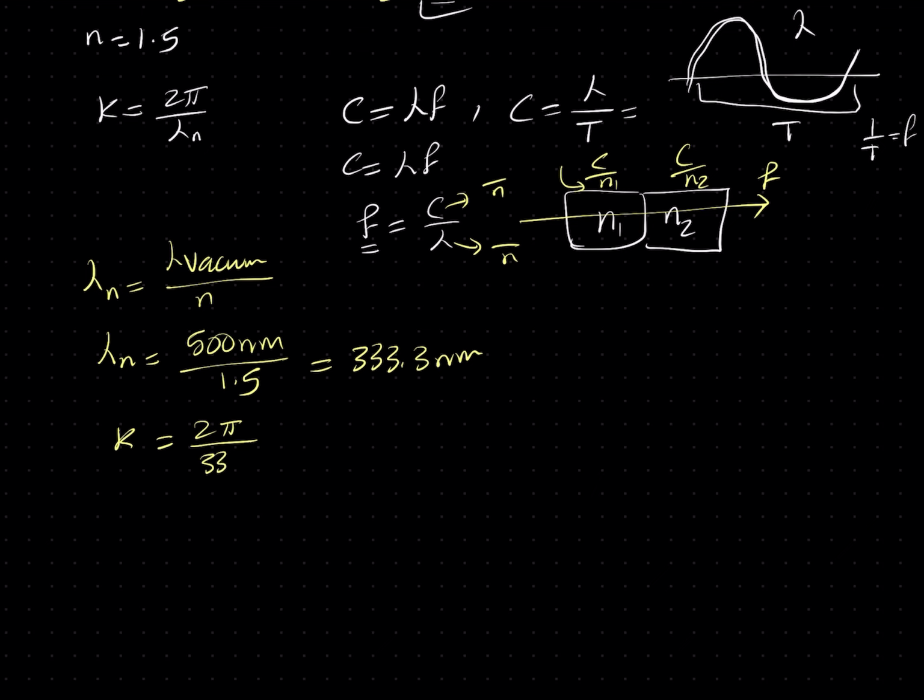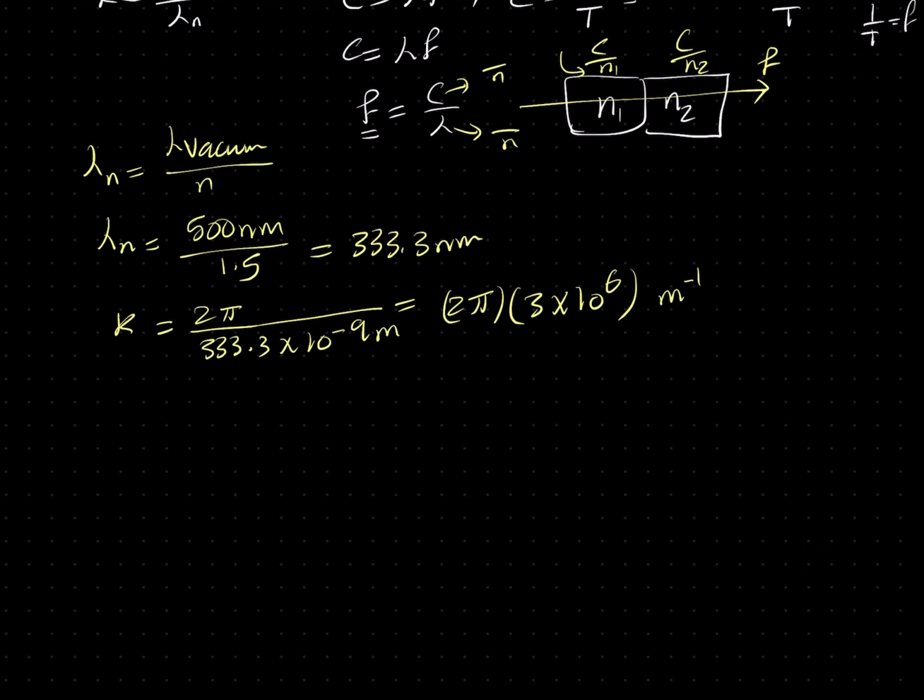Now we can use this lambda to calculate the wave vector k, which is 2 pi divided by 333.3 times 10 to the power minus 9. I like to keep everything in terms of 2 pi, and this gives us 3 times 10 to the power 6. This is per meter, so meters to the power minus 1, or 1 over m.